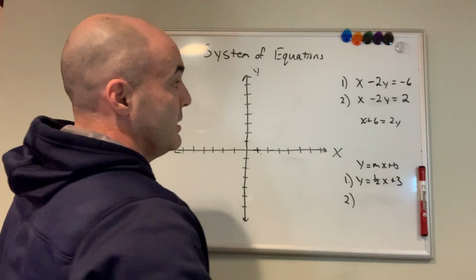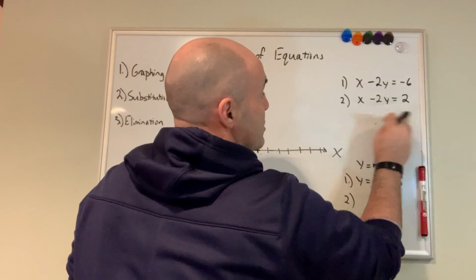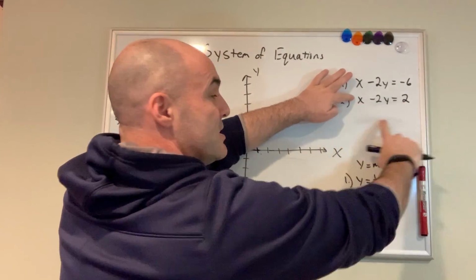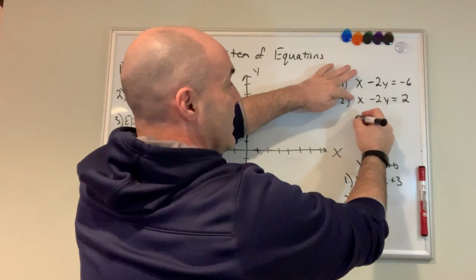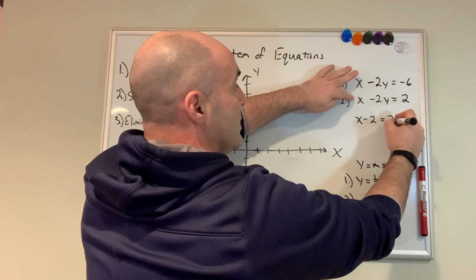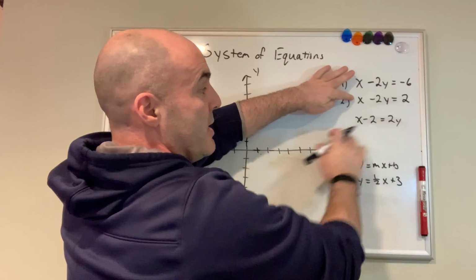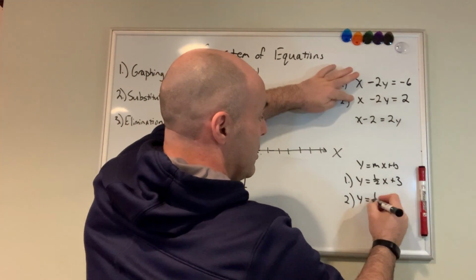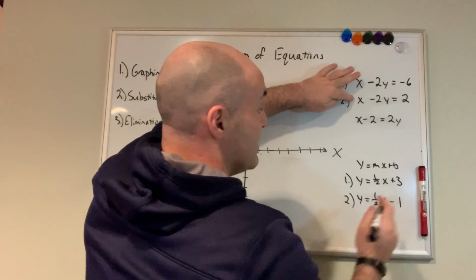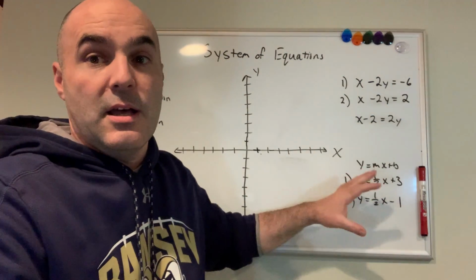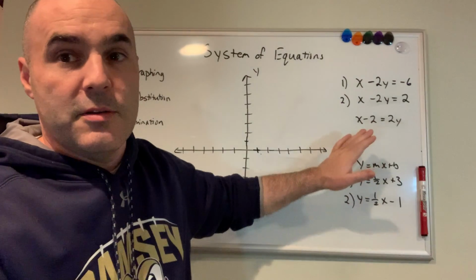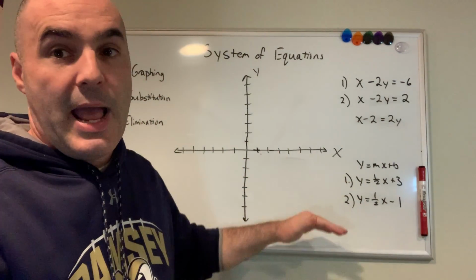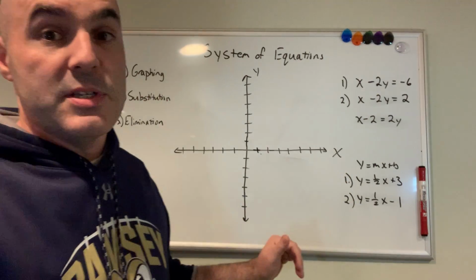Okay, now, I do the same thing on number 2. I would add the 2y to one side and subtract 2 over here, and that gets me to x minus 2 equals 2y. Now I'd have to divide every term by 2 to get y equals 1 half x minus 1. So this is less a lesson about converting from one form to the other. It's more about visually seeing what's going to happen here when I'm trying to solve this system.